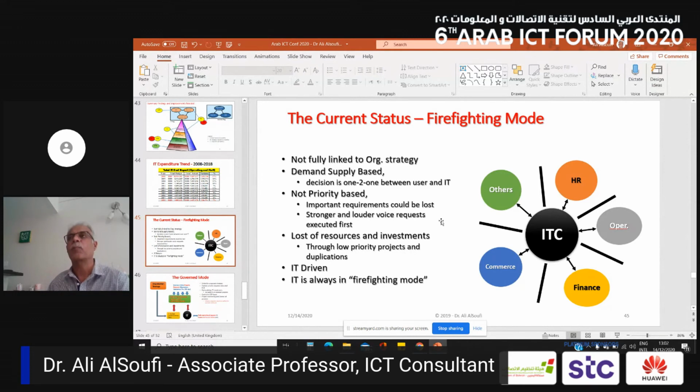I found also that the IT is working in a firefighting mode. Nobody knows. There is no priority. Everybody needs service from the IT, poor IT guys, and they have to respond to everyone at the same level. The one who is far stronger gets the service better. And this is absolutely the wrong way of doing it.